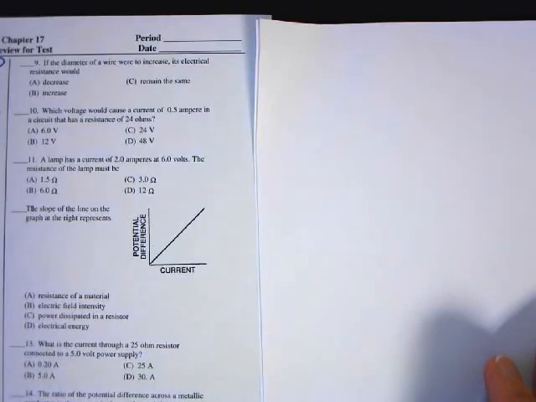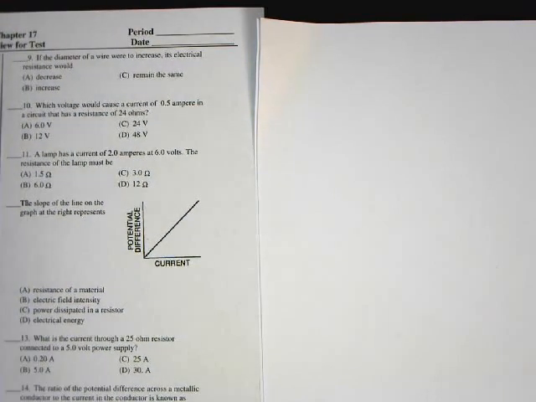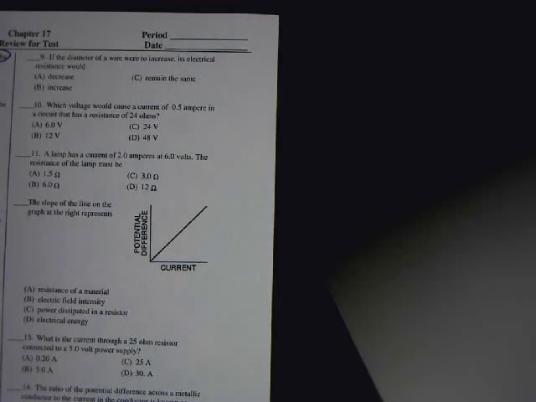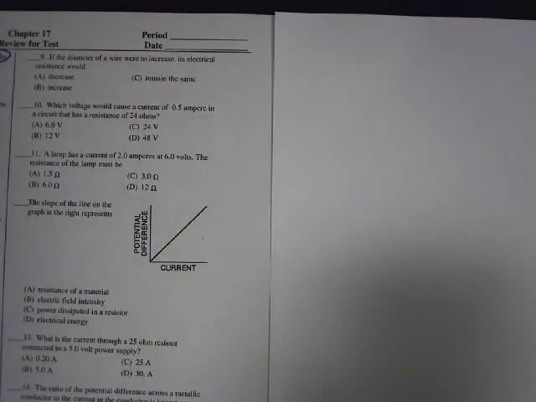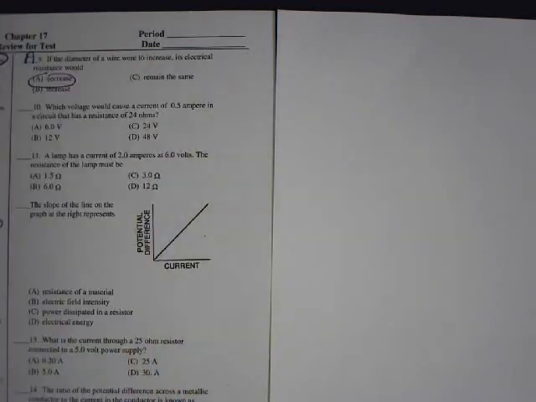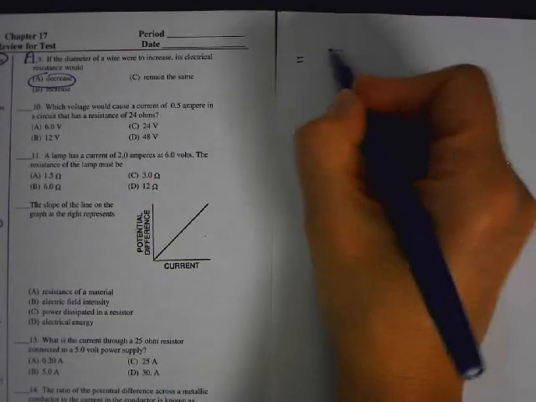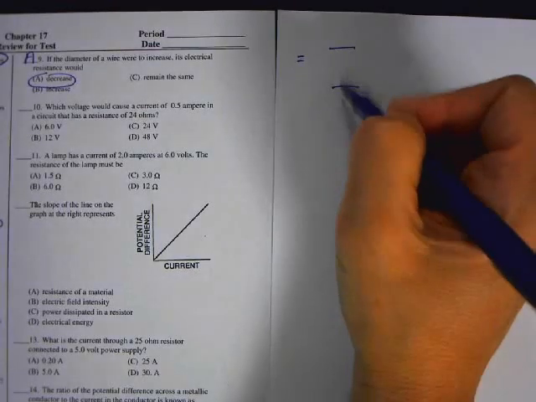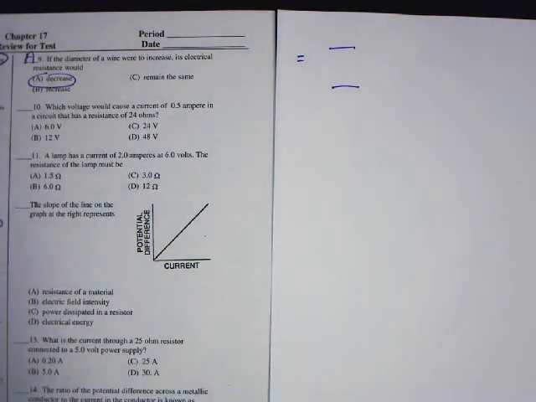Number 9, if the diameter, so again, this goes back to that same table about resistance. If the diameter of a wire was to increase, its electrical resistance would decrease. So again, you can visualize water flowing through the pipe. If I have a narrow one or I have a really wide one, more water is going to flow, or more current is going to flow, so the resistance is going to decrease because more is going to be able to go through.